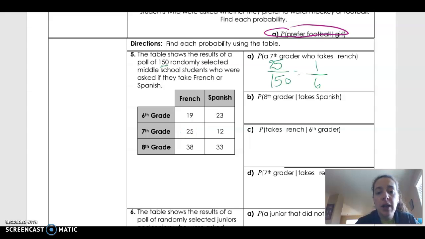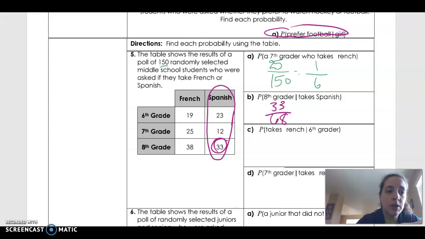Okay, so now we have the probability of an 8th grader given that they take Spanish. So I want to look at this column here and looking at an 8th grader. I see I have an 8th grader taking Spanish. I'm going to add up all of the numbers in that column here. So I've got 23, and 3, 4, 5, 6, 7, 8, 2, 3, 4, 5, 6. So 33 out of 68, that would be my probability. And I would ask myself, can I simplify that fraction any further? And I can't, so I can just leave it there.